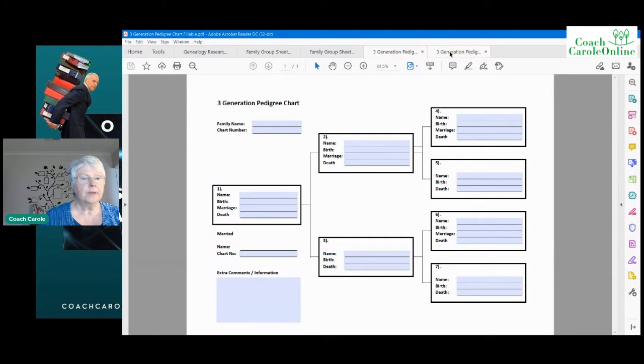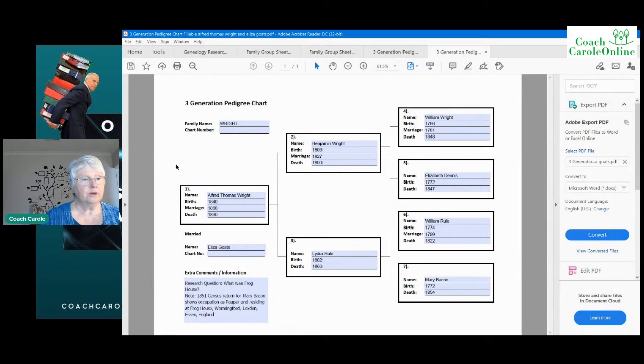So I've got an example here of my 3-generation pedigree chart for the Wright family, and showing my great-grandfather Alfred Thomas Wright married to Eliza Goetz. And his parents were Benjamin and Lydia. And Lydia's parents were William and Mary. I've been able to put in individual pieces of information, just the birth years, just one way to see at a glance what generation we're dealing with.